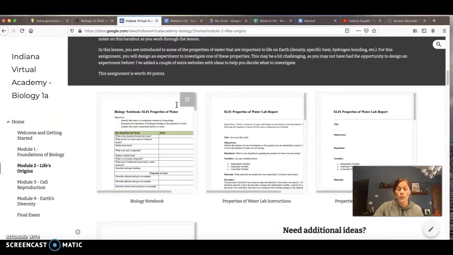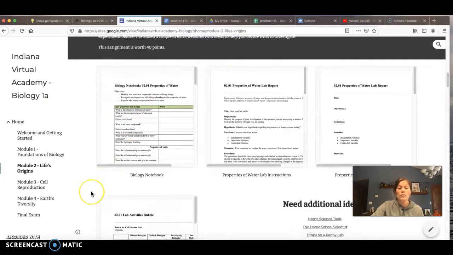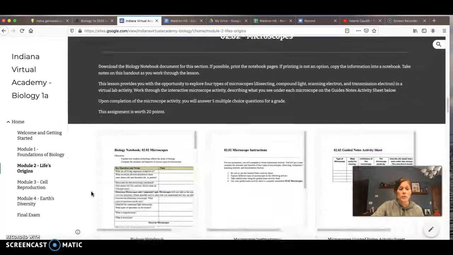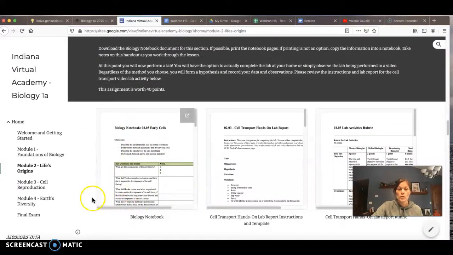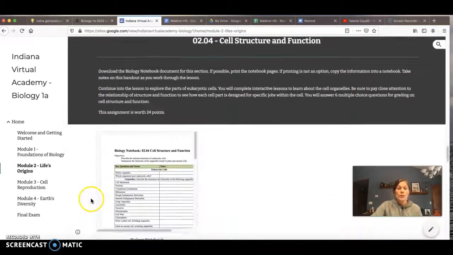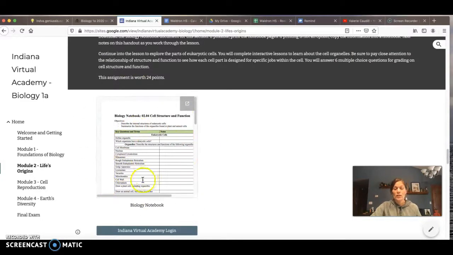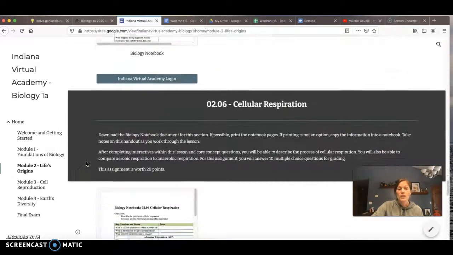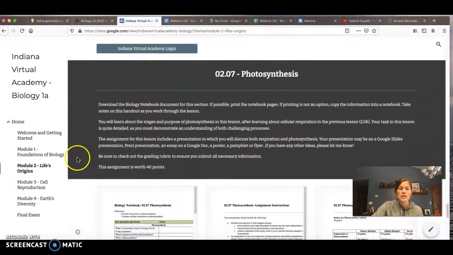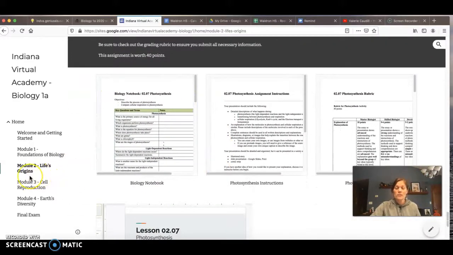handout that you could have recorded notes on for the properties of water. Okay, then as we scroll down, you have notes for the microscopes. You have notes on those early cells. You have notes on cell structure and function. You have notes on cell energy. You have notes on cellular respiration. And you have notes on photosynthesis. Okay, so if you did not take notes in those sections, then I strongly recommend that you go back and take notes in those lessons before you take the test.